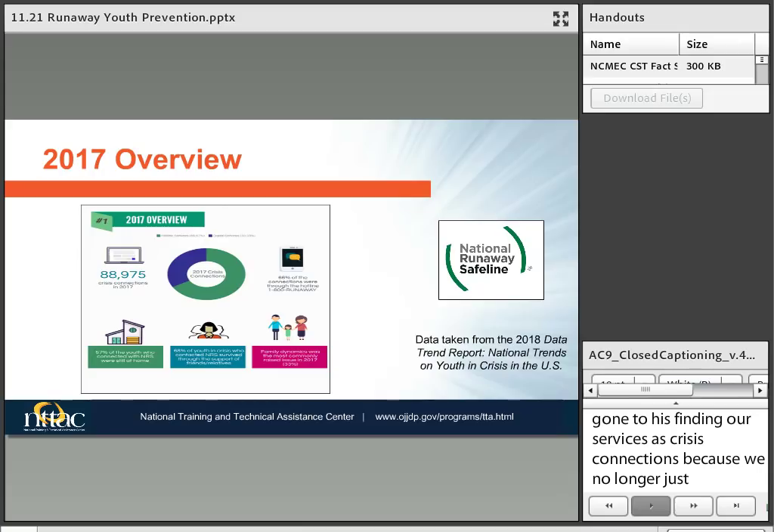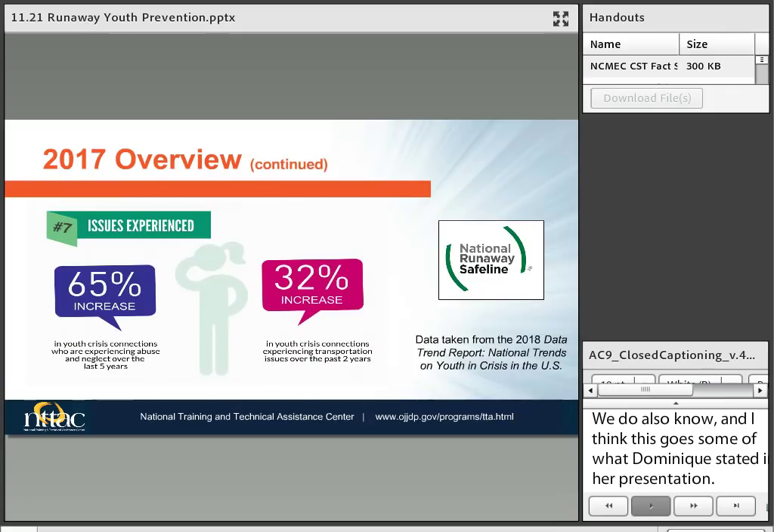They are calling either from home or from a friend's home, but they are in crisis, and they have not necessarily at that point made the decision to run away or to leave the place where they are currently staying. We do also know, and I think this echoes some of what Dominique stated in her presentation, that 33% of the youth who reach out to us indicate that family dynamics and difficulties at home are what both prompts them to reach us and prompts them to consider leaving home.